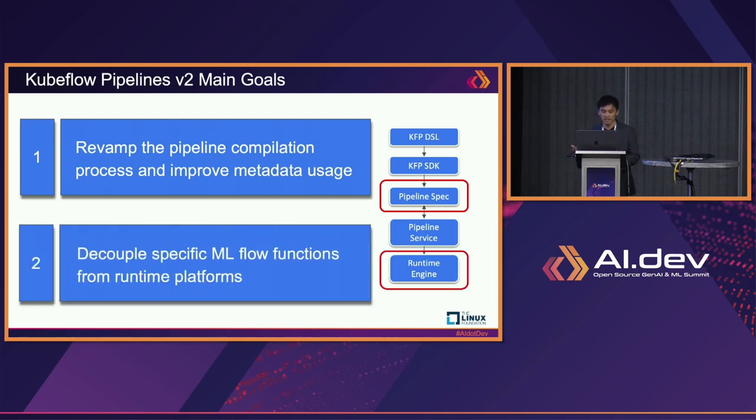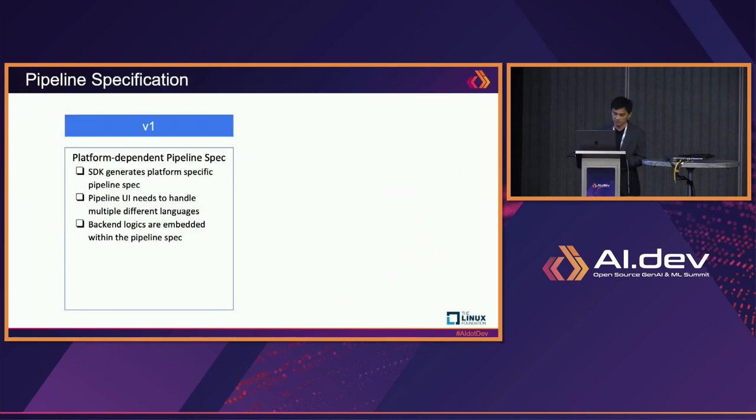The second one is that we are very tied to the underlying runtime engine to run those pipelines. So we want to decouple some of the ML execution flow from the underlying runtime engine. In that case, we can get more control. The ultimate goal is that you can easily bring Kubeflow Pipelines to another runtime engine if you want. So, instead of a 10,000 feet perspective, I will dive into the detail of the new design in this session. Let's start with the first one, the pipeline spec.